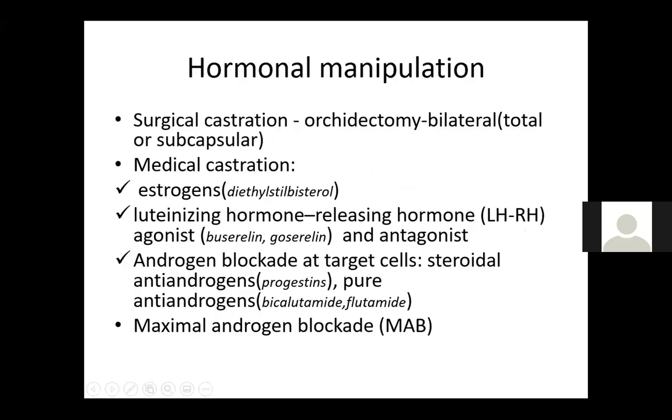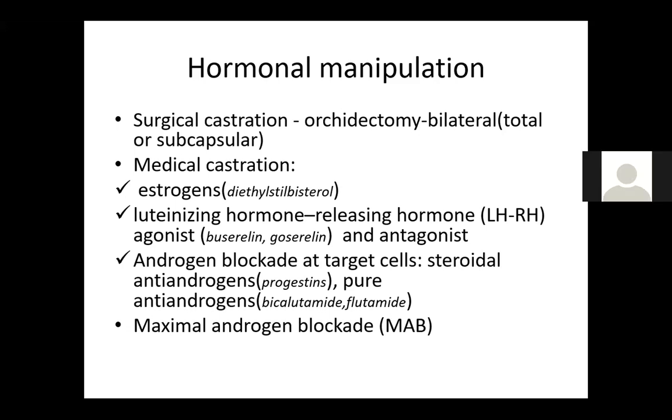So when we are doing hormonal manipulation, we are trying to eliminate androgens, because those are the ones that cause very fast progression of the disease. One of the methods is to remove the factory itself, okay? Because we've said the majority of the androgens come from the testis, from the Leydig cells. So one of the hormonal manipulations is to do surgical castration.